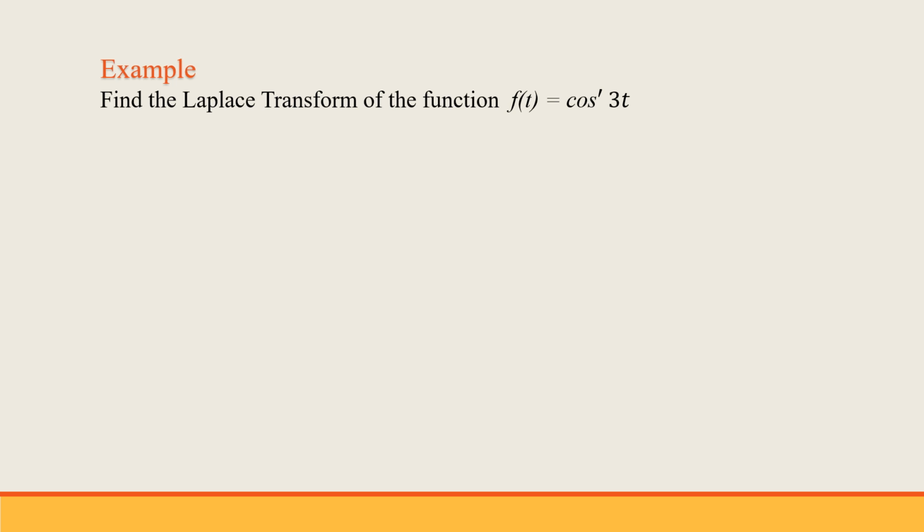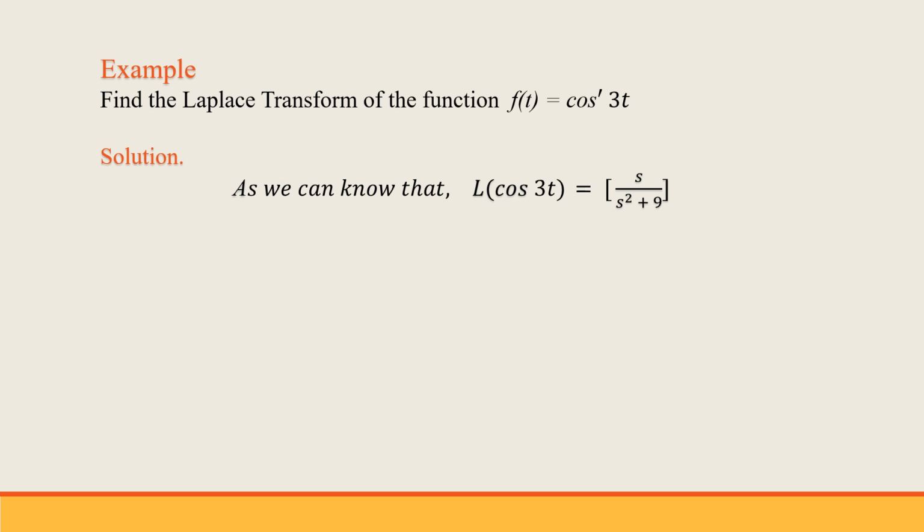So the first example is to find the Laplace transform of the function cos dash 3t. Okay, so let's do it. As we know, the Laplace transform of cos 3t is equal to s by s square plus 9, simply by using the Laplace transform of cos at.